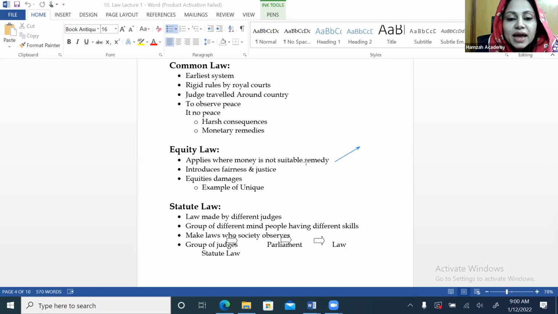Introduces fairness and justice. Equity's damages example of uniqueness. Okay, what is the equity law?